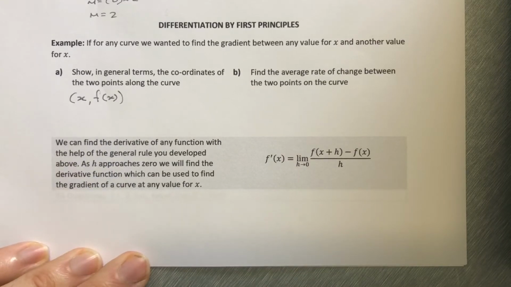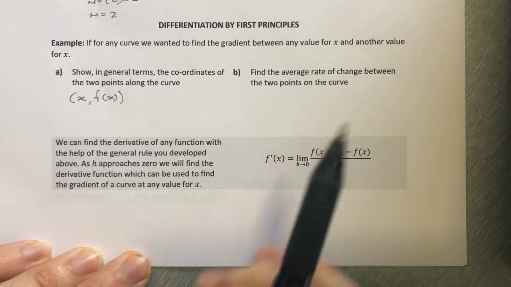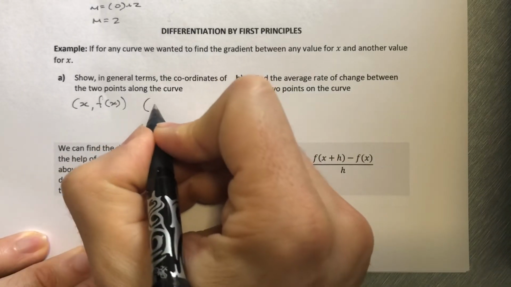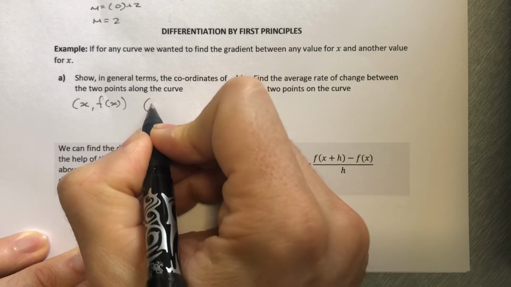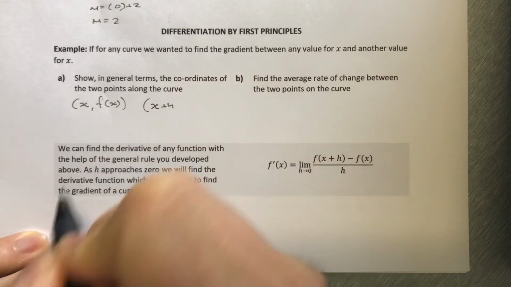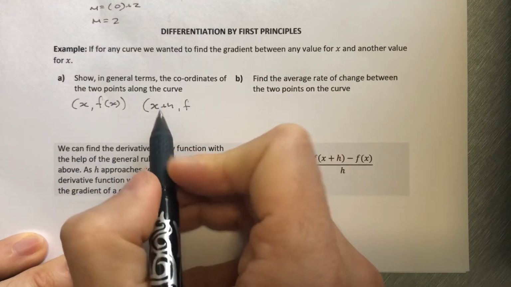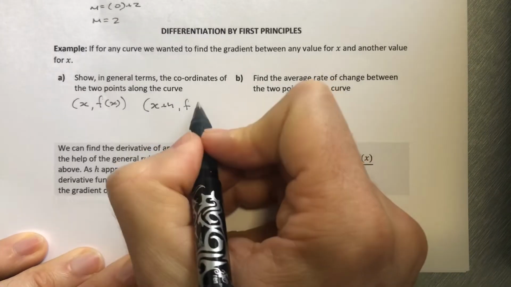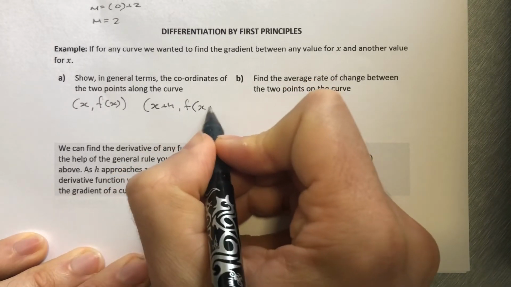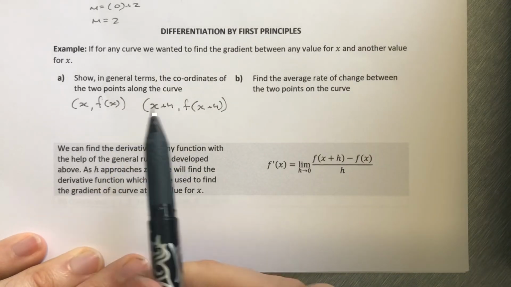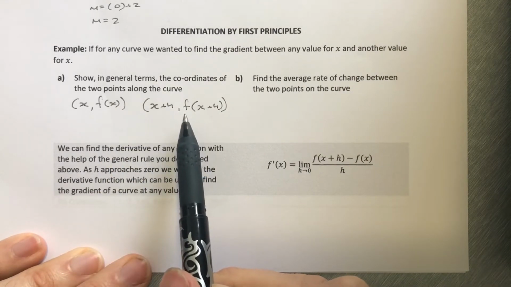Now we want another point along the line. Now remember before we used 2 plus h as our another point along the line? We're not using 2 this time, because our first point was just x. So this time we're going to have x plus h. But we also need the y value that goes along with x plus h. So to do that, we'd substitute in x plus h. There we go. There's our first coordinate, and there's our second coordinate.